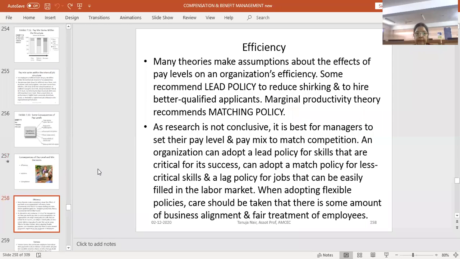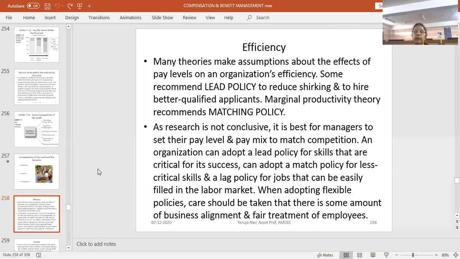They will follow that. So, to achieve efficiency in your organization, usually companies follow the lead policy. That means they pay more than competition, they pay more than the market. They follow that lead policy because they feel that they can attract and hire good qualified employees, and they can reduce shirking. Shirking means employees avoiding work. The number of employees avoiding work can be reduced. So then the efficiency of the company will increase if they follow the lead policy.